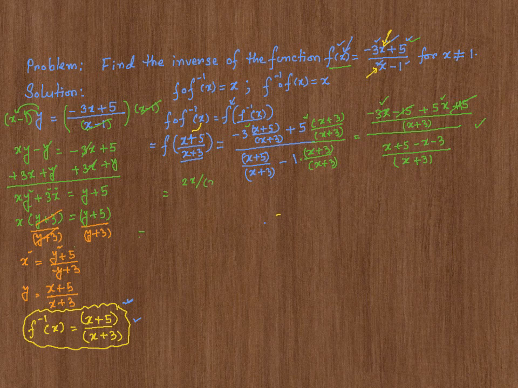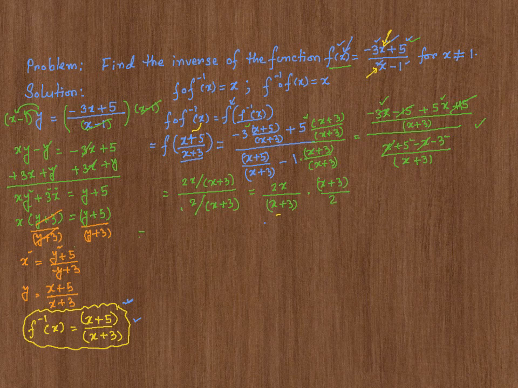This divided by x plus 3. And in the denominator, negative x, positive x is going to cancel. 5 minus 3 is 2. That's going to be divided by x plus 3. Now this is like dividing two fractions. So it's going to be 2x divided by x plus 3 times x plus 3 divided by 2.